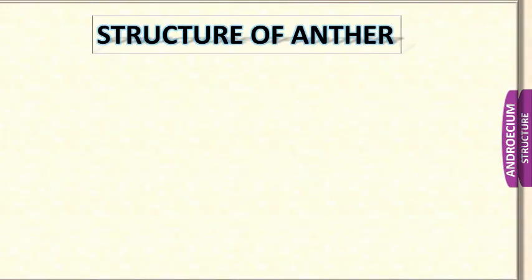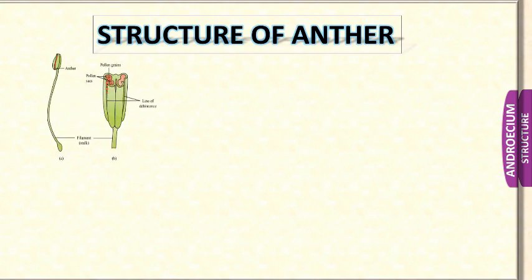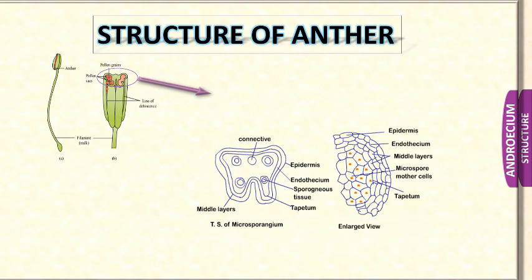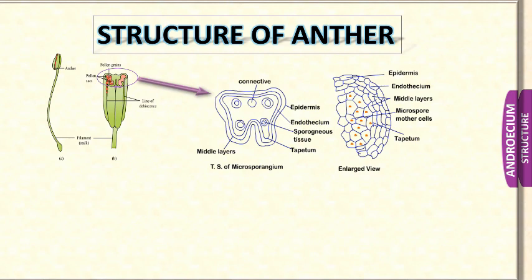After the structure of the flower, here we'll discuss the structure of the male part of the flower, the anther. If we cut a TS of the anther, we'll observe hollow chamber-like structures inside. In these chambers, pollen grains will be filled. If we see the cellular level of the anther wall, we'll observe there are four layers present in the anther wall.